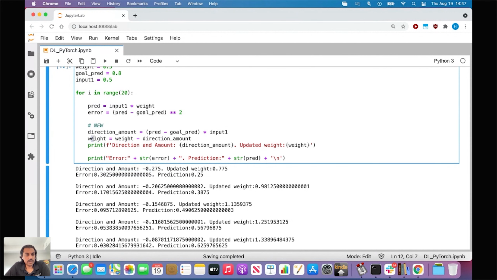Sorry, I didn't talk about this line. With this new direction and amount, we can update our weight here to reflect this new learning. This is where the real learning is happening, in these two lines right here. Once we plug this new direction and amount into our weight, think about it in terms of the learning rate that we talked about above. This is basically our new learning rate.